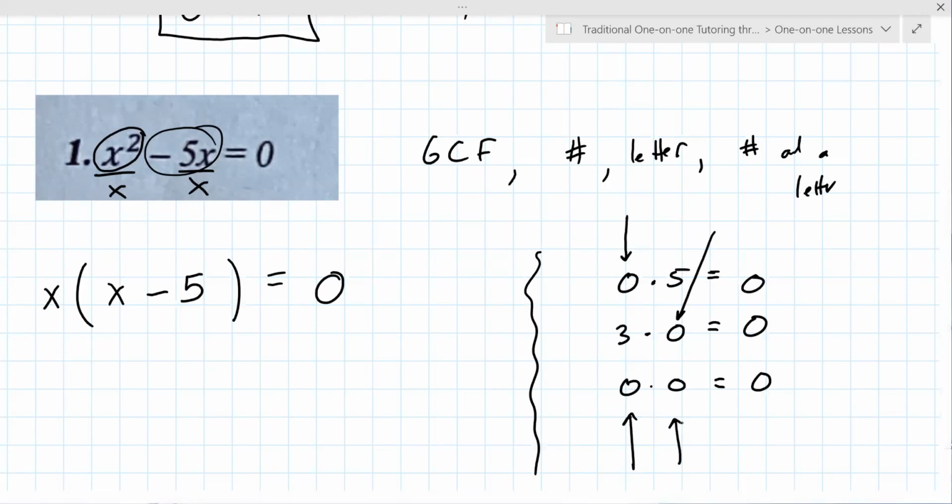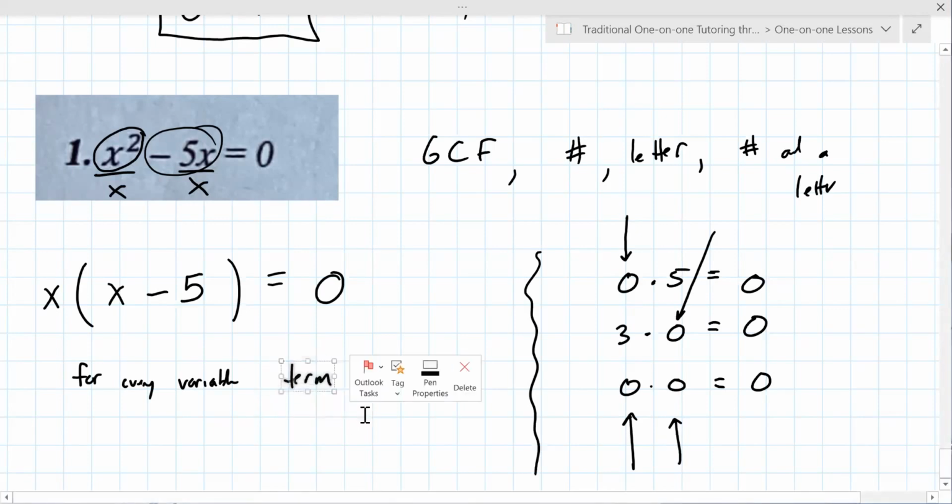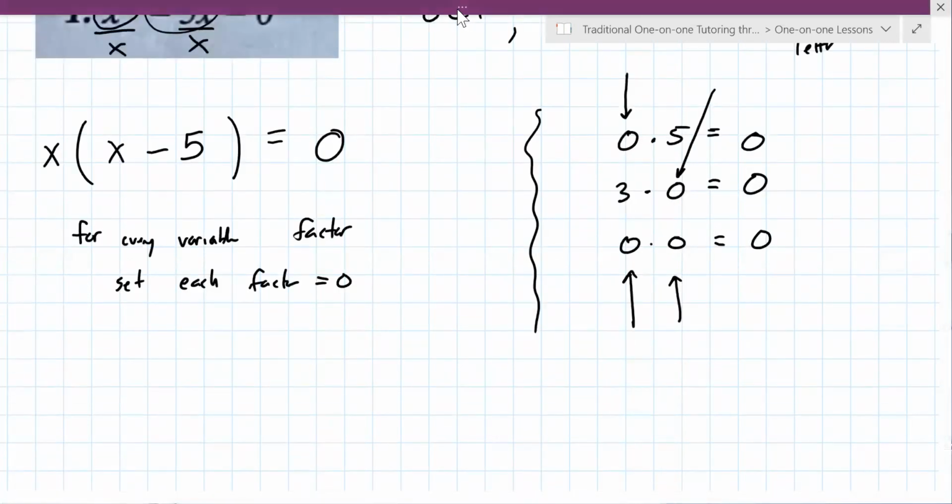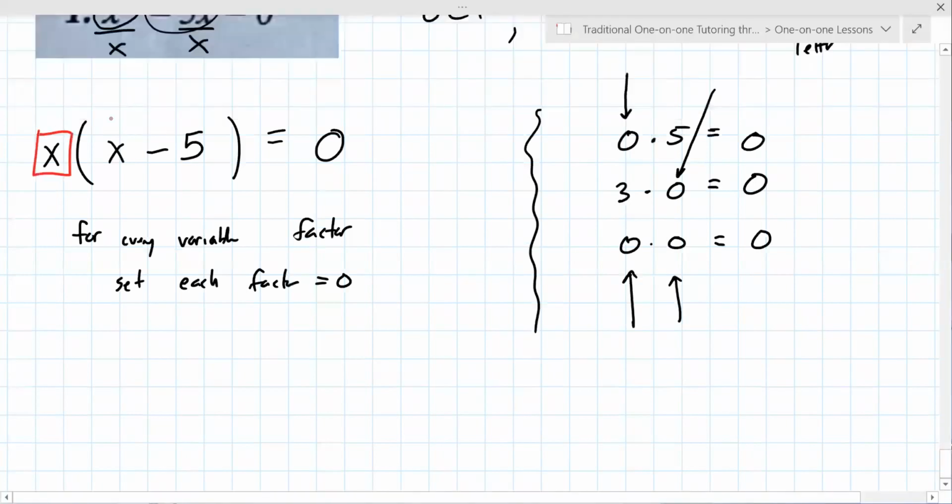Okay. So why did I bring that up? These words are important. For every variable term, that's actually not quite right, it should say variable factor, not term. Set each factor equal to 0. So let me box in your factors here. This is a factor, and this is a factor also. I keep saying the wrong thing. So you set x equal to 0, and you set x minus 5 equal to 0.